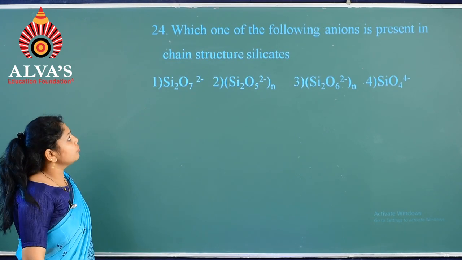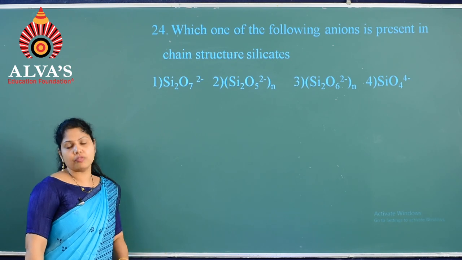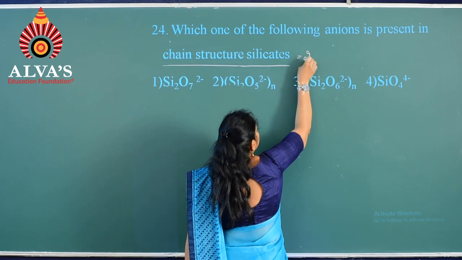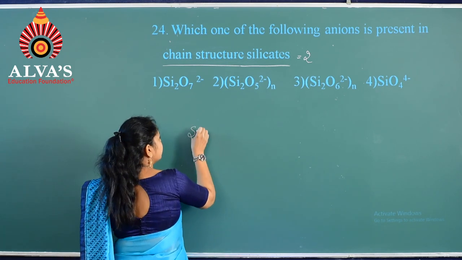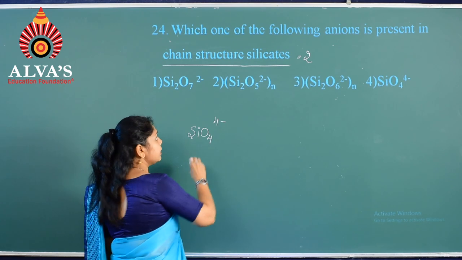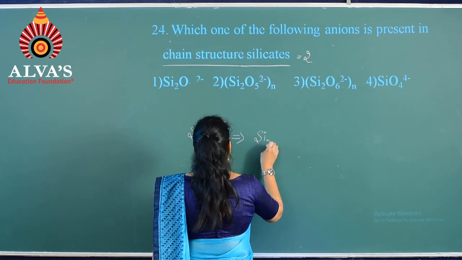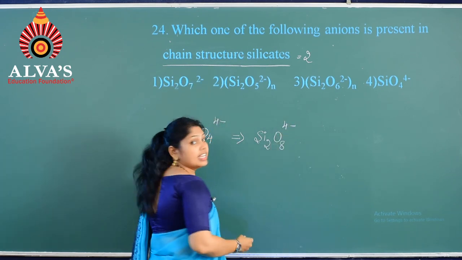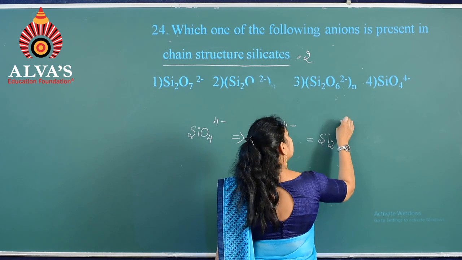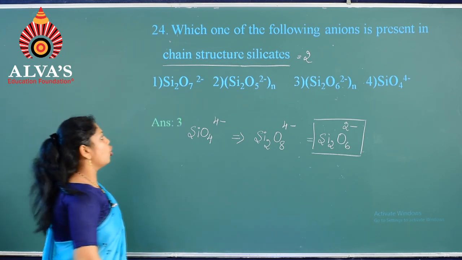Question number 24. Which one of the following anions is present in the chain structure silicate? In the previous question we already discussed the number of oxygen atoms shared. In the case of chain structure silicates, the number of oxygen atoms shared is 2. We know the structure of silicates is obtained by sharing oxygen atoms. This is a unit, SiO4 4-. In this, 2 oxygen atoms are shared. So, we will take 2 molecules, which will be Si2O8 8-. Share 2 oxygen atoms here, so it will become Si2O6 4-. Hence the formula will be Si2O6 4-, that is option number 3.